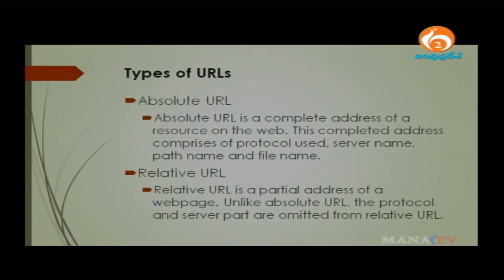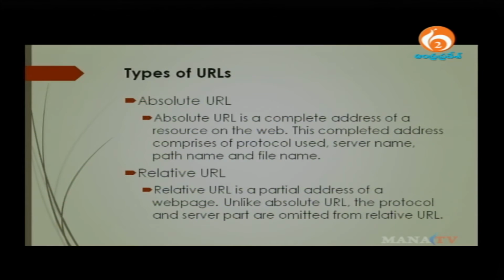So far, whatever we have discussed about URLs is absolute URL, which means it will have a protocol, server name, path name and file name. If we give the complete information, then it will be absolute URL. If the protocol and the server part are omitted, then it will be relative URL. That means absolute URL is the one where we put all the information together, but in relative URL some information we are not putting.